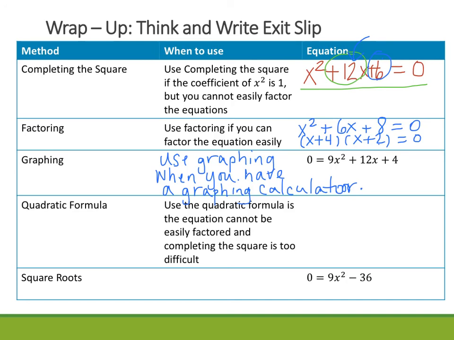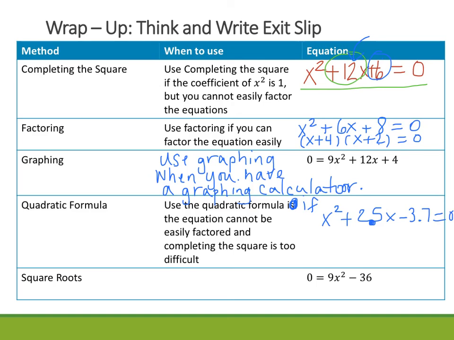Okay. Now, the quadratic formula, to me, is your catch-all. Anytime you can't think of the way to solve a quadratic equation, you can always use the formula. So use the quadratic formula. Oh, that should say if. So let's change that right quick. If the equation cannot be easily factored and completing the square is too difficult. So let's say that we had something like x squared plus 2.5x minus 3.7 is equal to 0. If I had something like that, I would definitely want to use the quadratic formula.